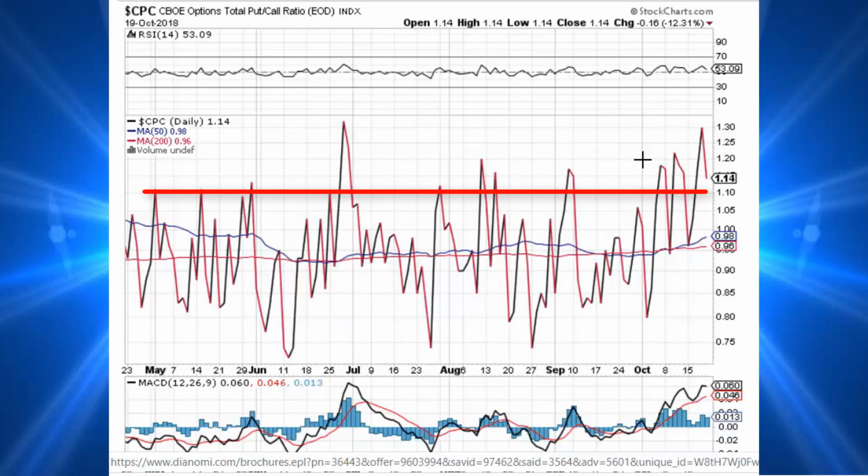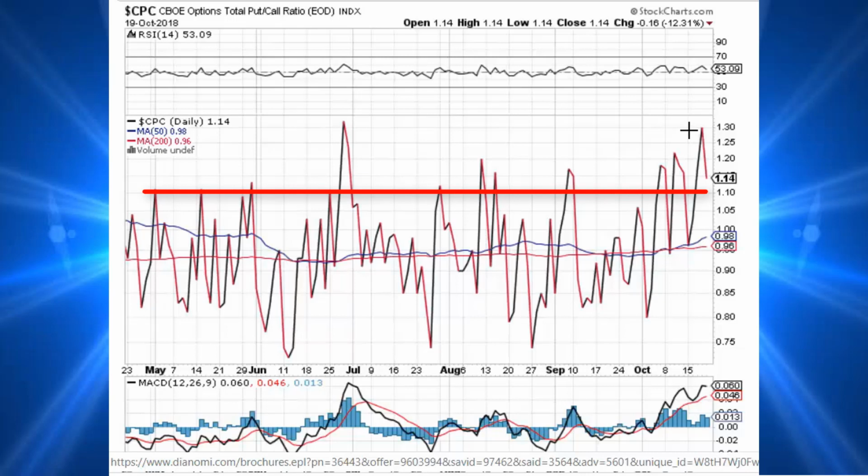So we use this as a contrary indicator. When you see the level of put buying get out of control, or the ratio gets above the 1.10, 1.15, 1.20 level, it's telling us the market is overdone. And we've seen it happen here around the June area when the market came down a bit and then snapped back up. And we're seeing it again right now.